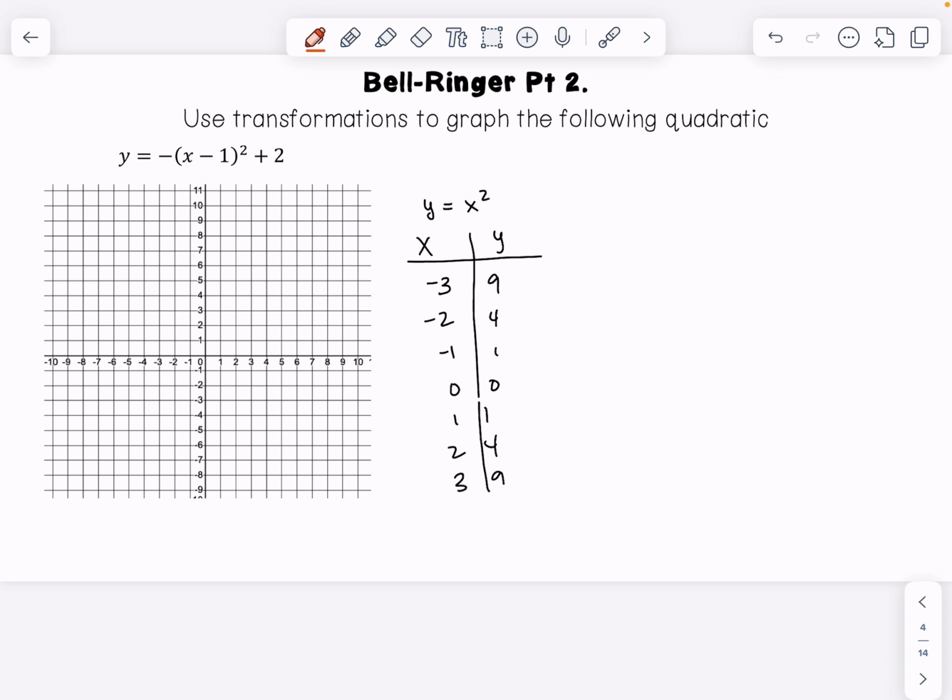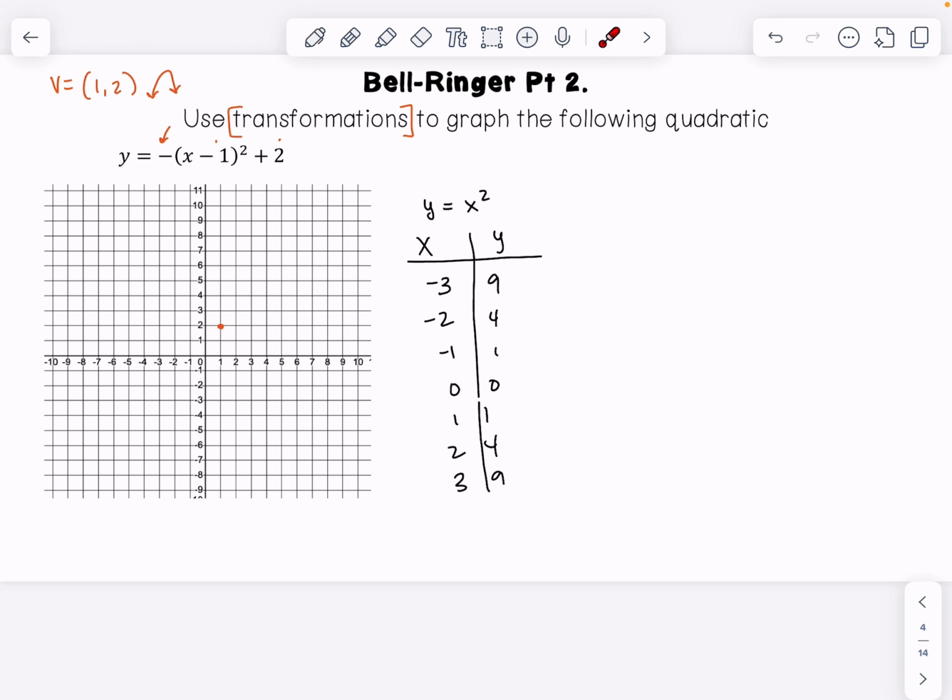Now, because it is in vertex form, there are some things that I can see immediately. I know that my vertex is going to be at (1, 2), so if I wanted to, I can go ahead and plot that. I also know that because it's negative in the front, it's going to open down, so my shape is going to look something like this. However, because this is asking me about transformations, I want to do a little bit more than just sketch it in.